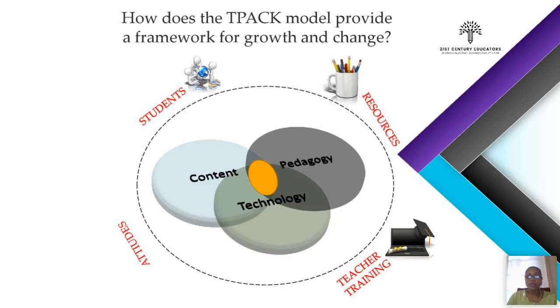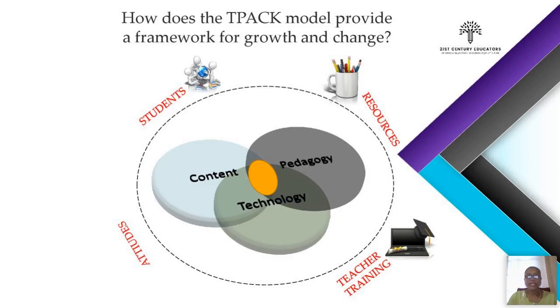Then you have to consider your pedagogy. What would be the best way to teach this? And in thinking about your content and your pedagogy, you have to think of your context. Your context would be, who are my students? How many students do I have? What is the age of my students? Because certainly we will not have the same strategies for Form 1s as we would have for Form 6.